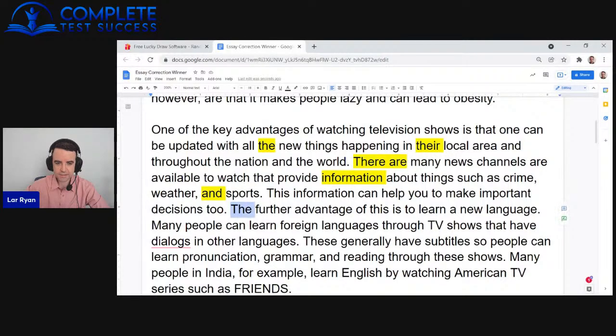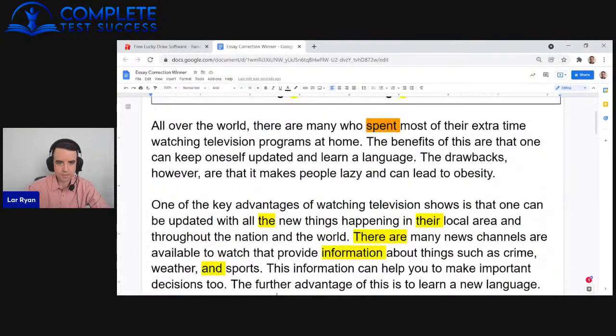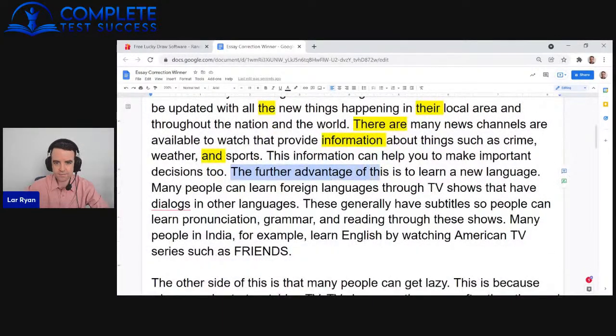So then we move to the second advantage. So this is how I want the essay structured. That's right. And let me just remind myself what that was. And learn a language. Okay. The further advantage of this is to learn a new language. Good. Many people can learn foreign languages through TV shows that have dialogues in other languages. These generally have subtitles so people can learn pronunciation, grammar, and reading through these shows. Many people in India, for example, learn English by watching American TV series such as Friends.